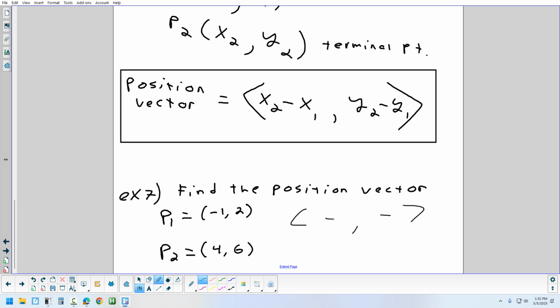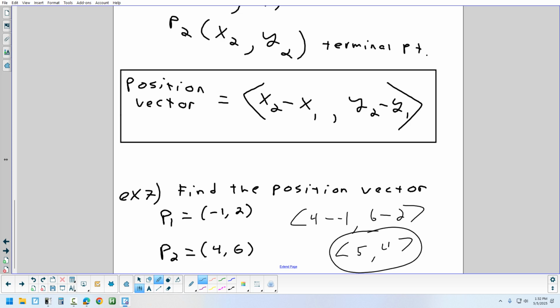Okay, so find the position vector. What are you going to put in the 2 spots here to find your x's? 4 minus -1. Wouldn't that just be 4 plus 1? Yeah, we'll change that. And then 6 minus 2. So that would be 5 and 4.